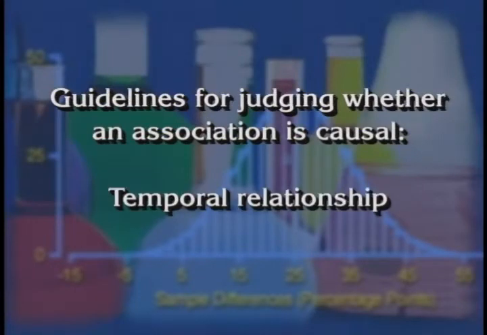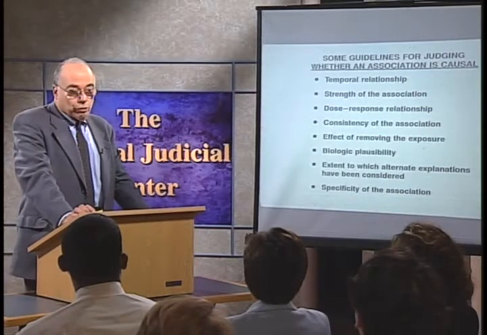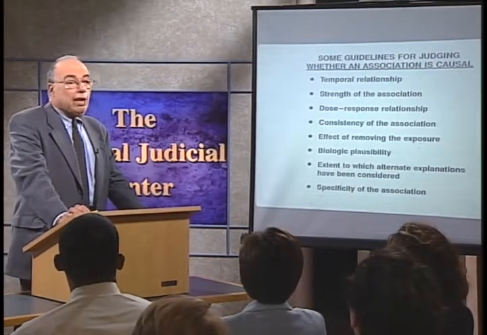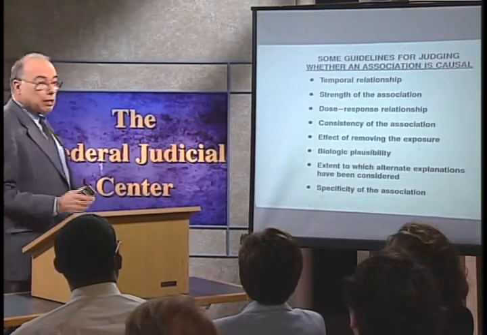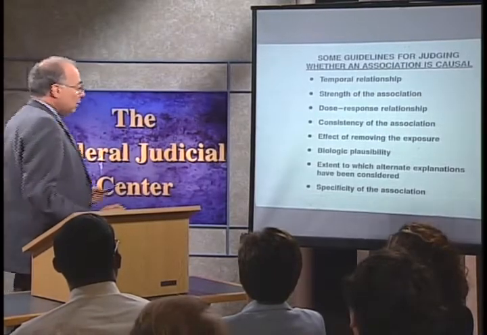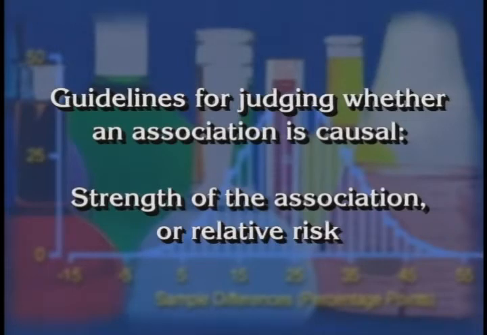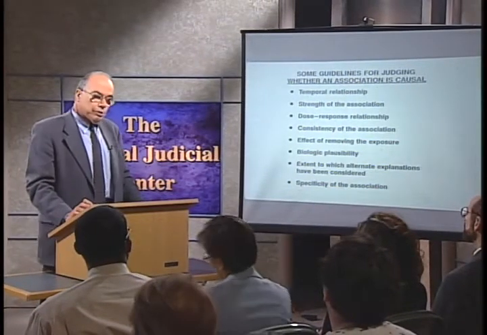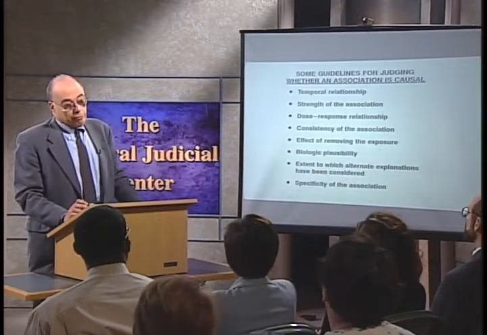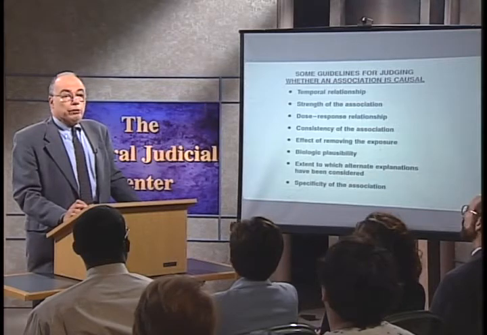Some of these are seen on this slide. First, is there a temporal relationship between the exposure and the disease? What does this mean? If we believe that a certain exposure causes a disease, then the exposure should have occurred prior to the development of the disease. If the exposure occurred after the disease, clearly it's not consistent with a causal inference. Next is the strength of the association, also called the relative risk, which I just discussed. Third is the dose-response relationship. The dose-response relationship says that if an exposure is related to the development of disease, the greater your exposure, the greater your risk of disease should be.